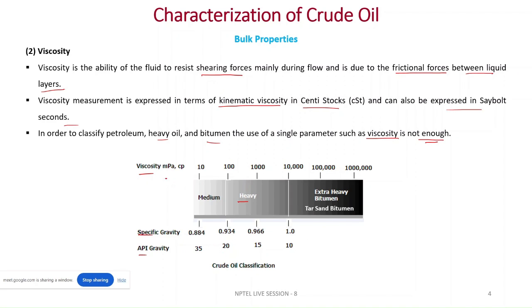So to classify the petroleum, we need viscosity, specific gravity, and API gravity, to make this scale possible to understand how the viscosity is related to specific gravity and API gravity. You can see these numbers, right? Specific gravity increases when it is getting to heavier fractions. At that point, the API gravity will decrease and the viscosity will increase. It will be more viscous, so that there will be resistance in the flow.